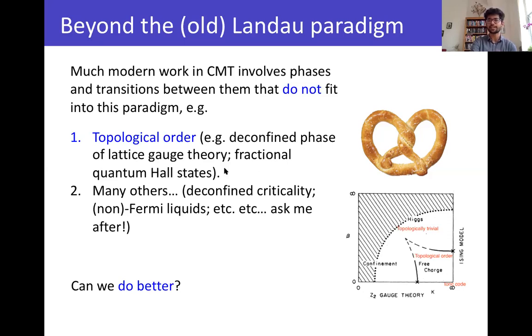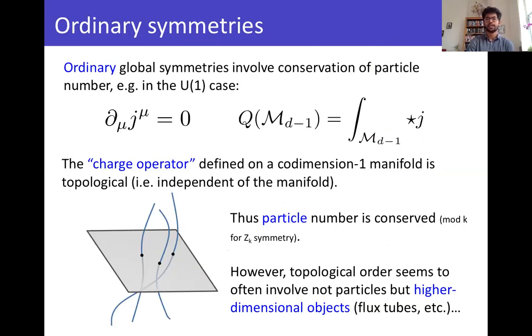This is sort of given as the archetypical example of something that does not fit into the normal Landau paradigm. So you should ask, can we do better? Can we understand this in some new unified framework? And of course, I'm going to argue that we can. So to do that, let me just take a step back and say a few more words about global symmetries, okay? So what is the point of a global symmetry?